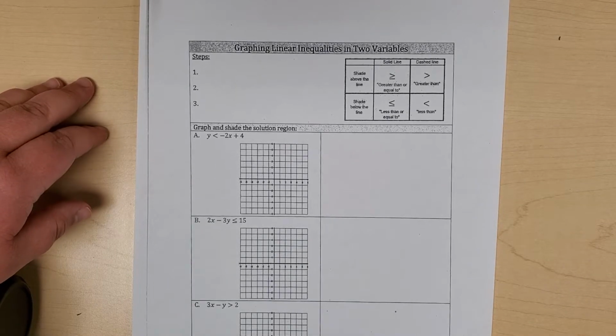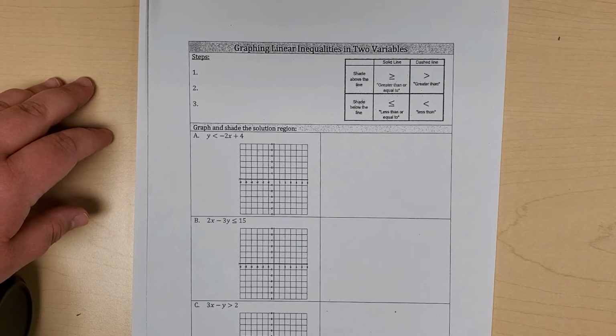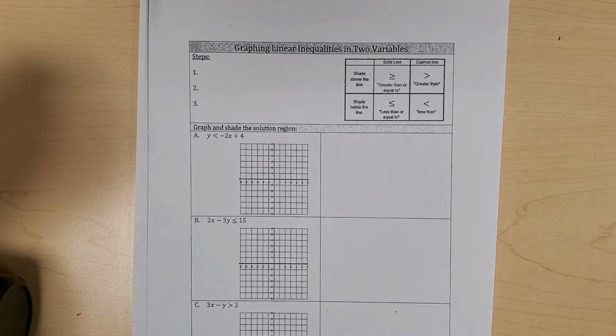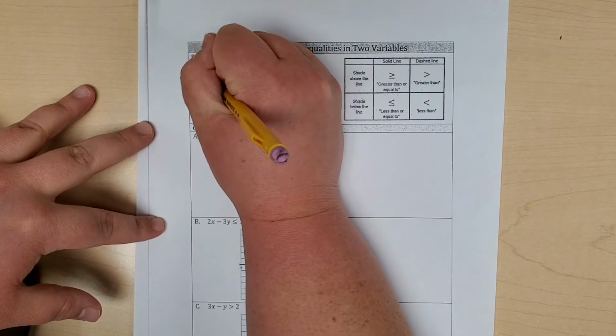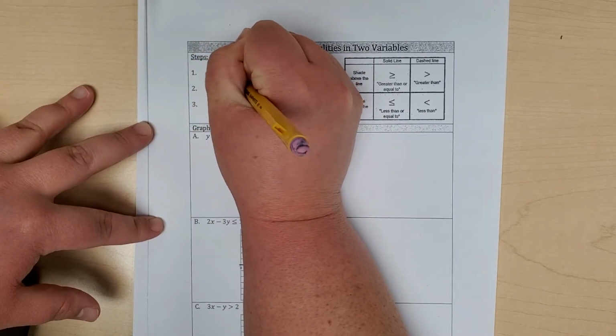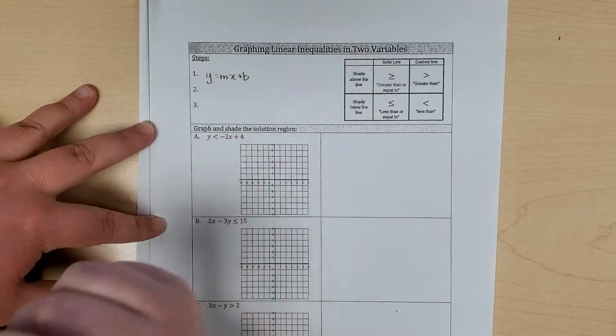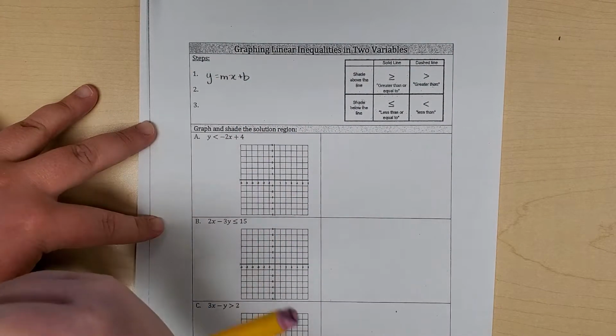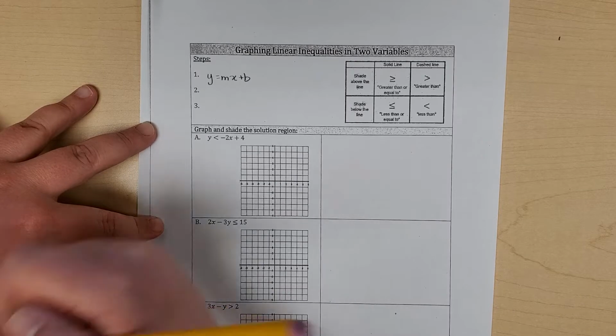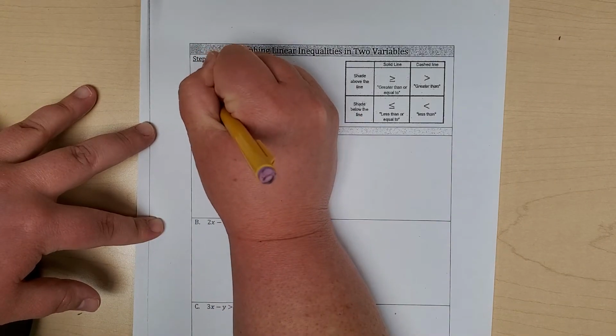Hey guys, in this video I'm going to teach you how to graph linear inequalities in two variables. There are 3 steps in order to do this. Step number 1 is to make sure that it is in the form y equals mx plus b. Technically it won't be an equal sign, it'll be an inequality, but we need it to be y equals mx plus b. Alright, then you're going to graph the inequality.